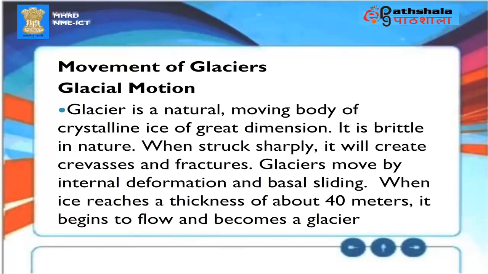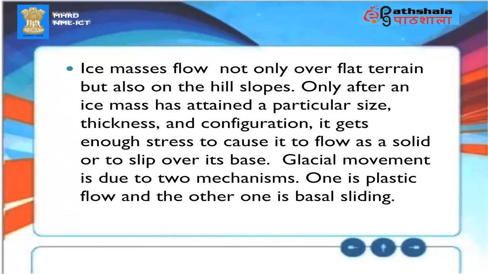Movement of glaciers. Glacial motion. A glacier is a natural moving body of crystalline ice of great dimension. It is brittle in nature. When struck sharply, it will create crevices and fractures. Glaciers move by internal deformation and basal sliding. When ice reaches a thickness of about 40 meters, it begins to flow and becomes a glacier.